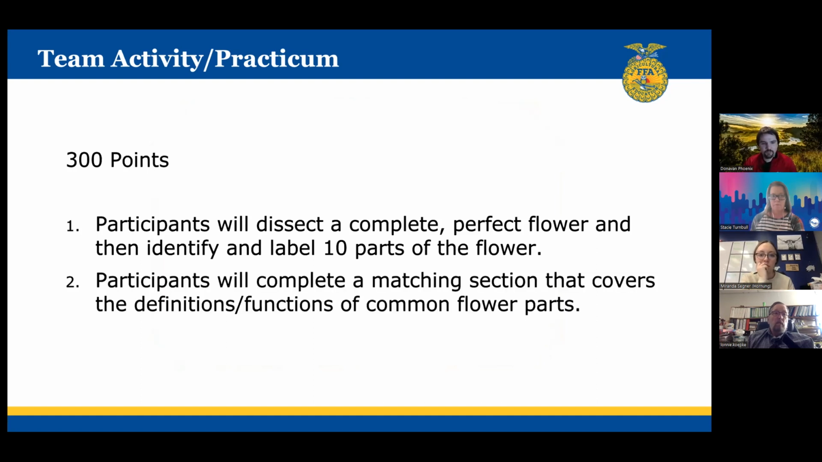Students will also have to complete a matching section. We'll have a matching section that covers definitions and functions of common flower parts. So after the teams complete the dissection and labeling the parts, then they're going to complete a part where they have to define what each part does, and then the textbook definition. Again, the textbook lays this out pretty great, pretty straightforward as far as what to expect and what your students need to know. Any questions on the team activity or the practicum?